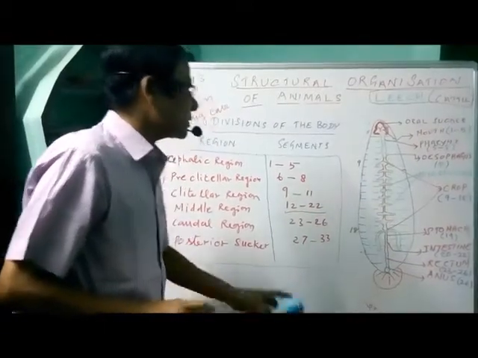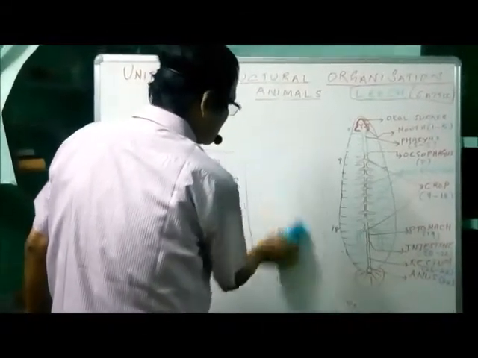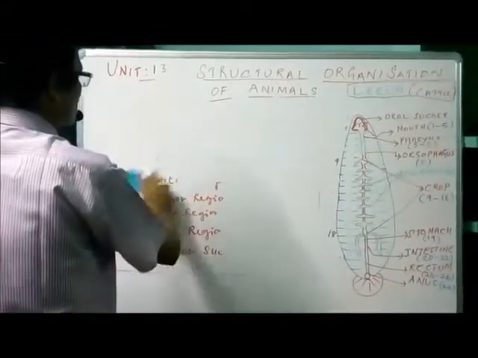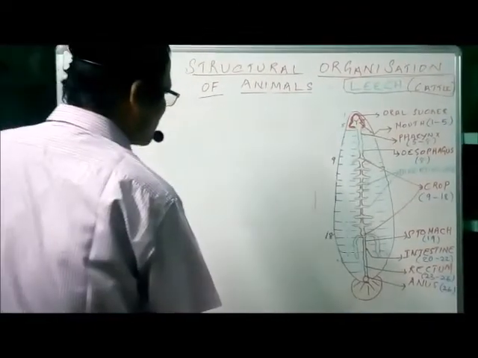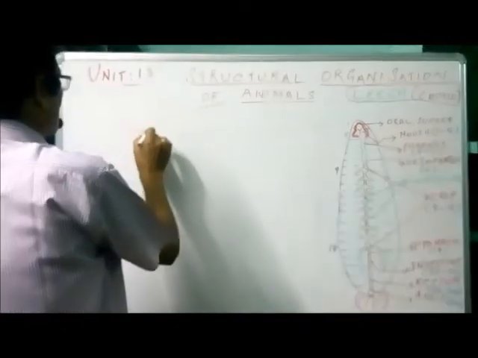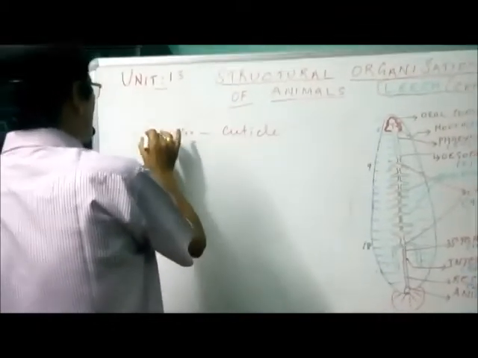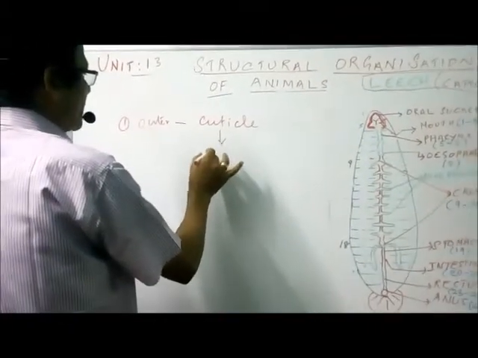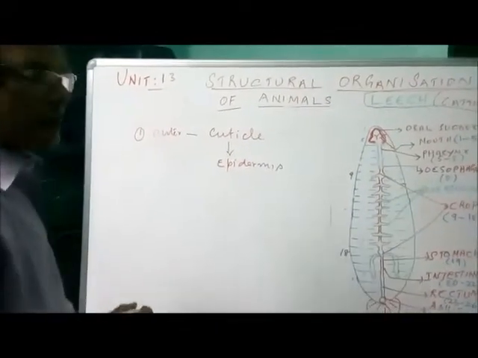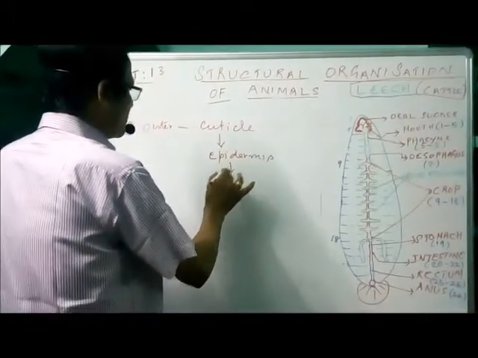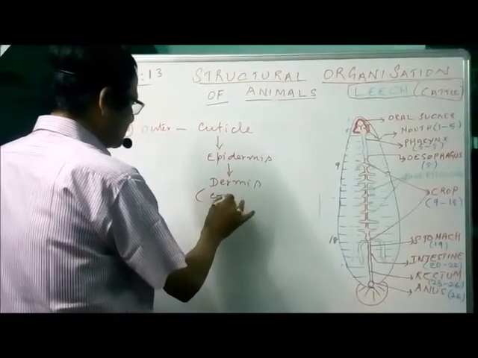Now we have to go for the body wall. What is the nature of the body wall? What are the layers present in the body wall? If we are making a cross section, we can have the following layers from top to bottom. The outer wall is cuticle. This is layer number 1. The cuticle is followed by epidermis, made up of a single layer of cells. Now the epidermis is followed by dermis. The dermis is formed of connective tissue.